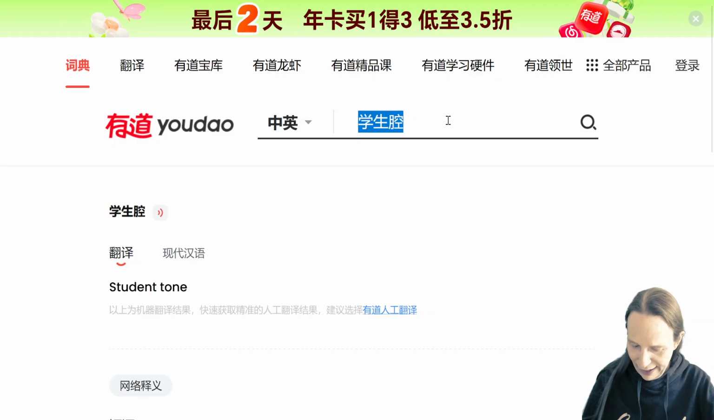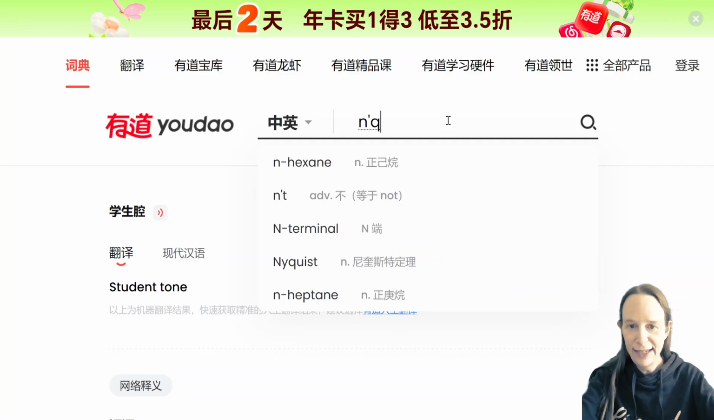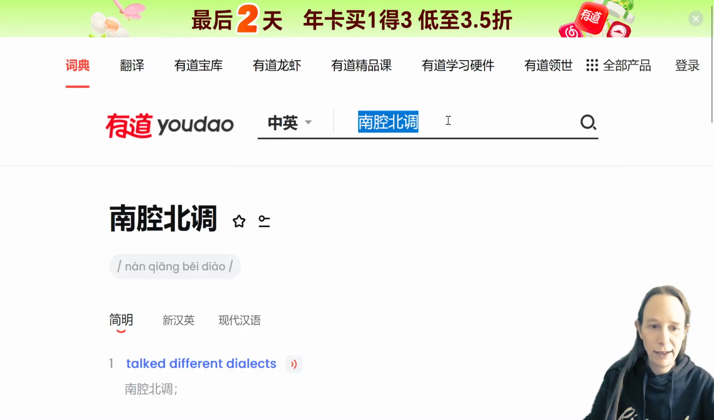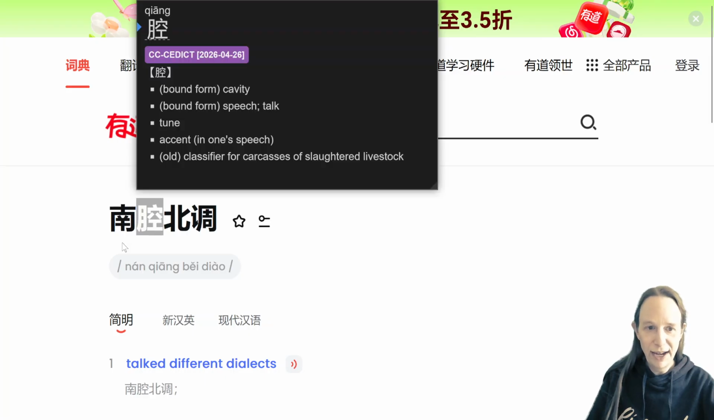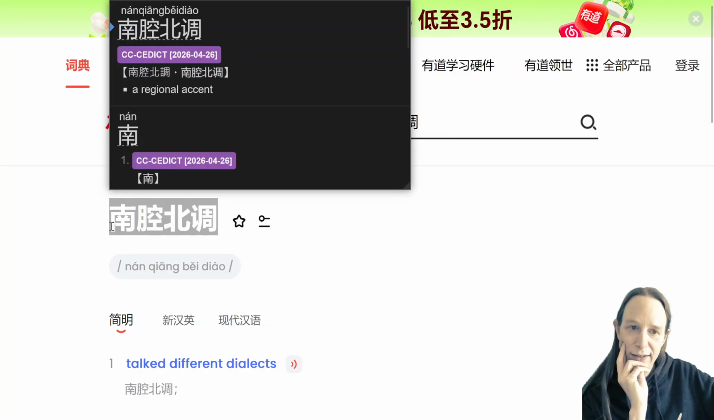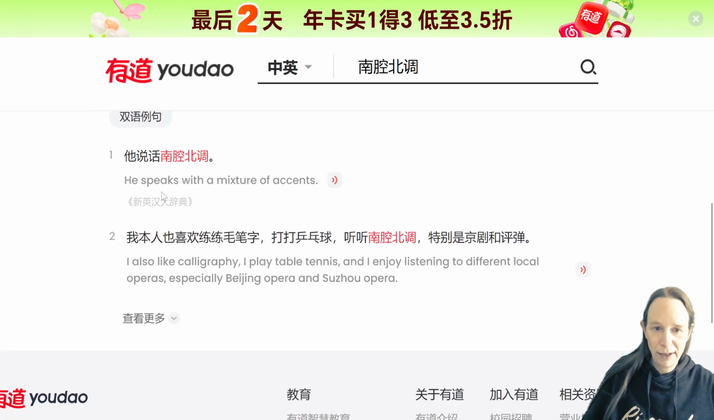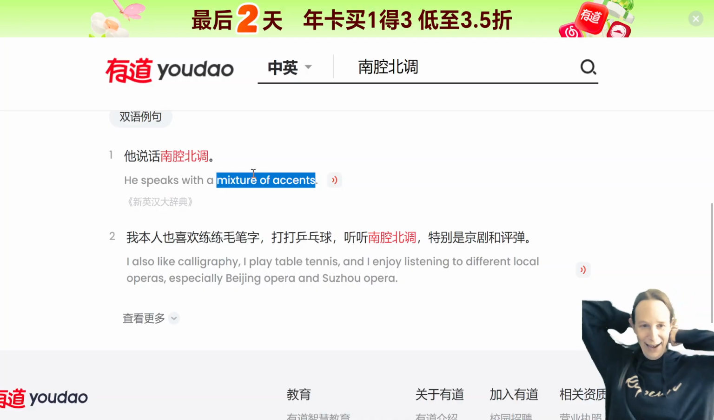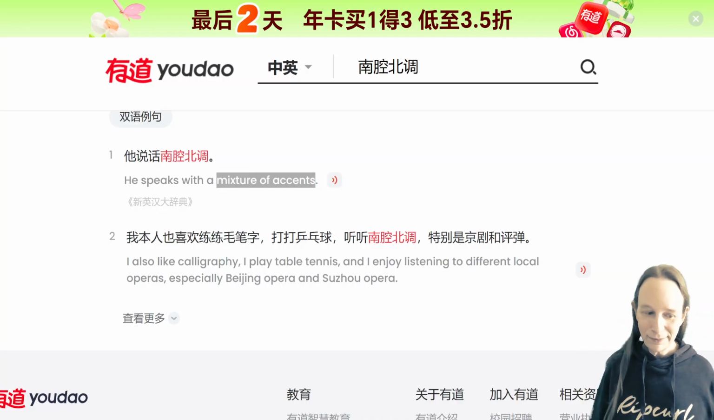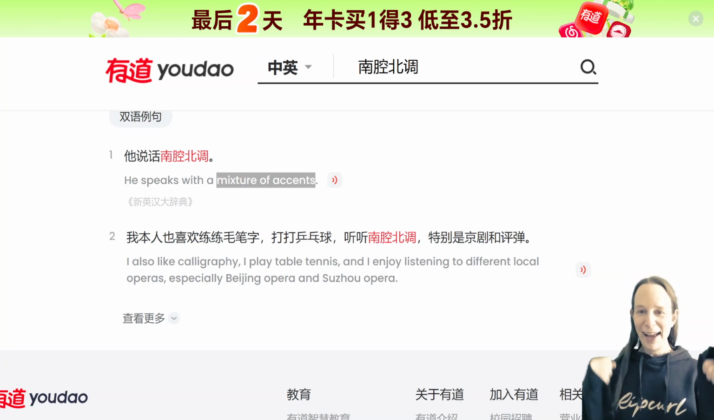All right, and 南腔北调, 南腔北调. For different dialects. So Chang and Diao we saw, right? That's the dialect thing. So from the south and north. 南腔北调. Yeah, okay, that's how I speak. I speak with a mixture of accents.